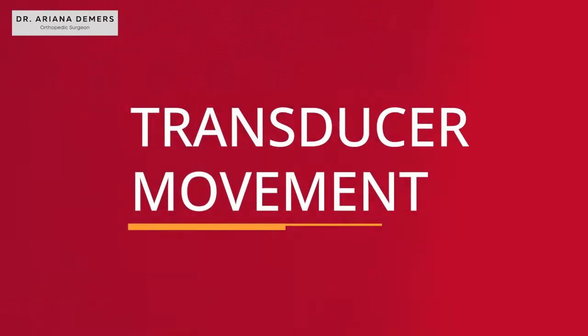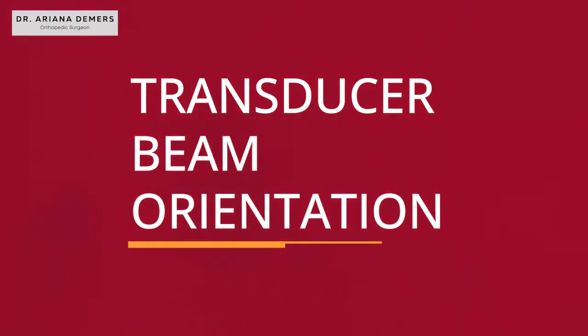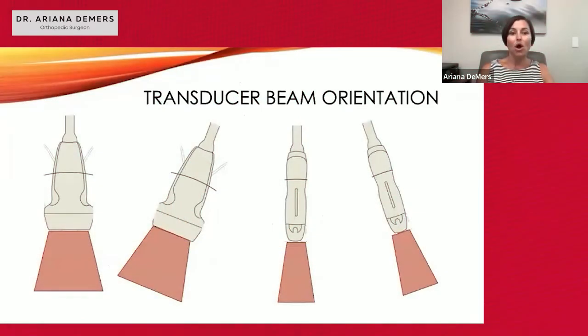So we talk about transducer movement when we're talking about how to best get the picture, and when I'm coaching people what hand motion to use to get that picture to really be sharp and clear. So we have that heel-toe maneuver, as well as the toggle maneuver. Sometimes you call it the wig-wag maneuver, if you're the dog wagging the tail. And then I really always think about this ultrasound probe as like a flashlight.